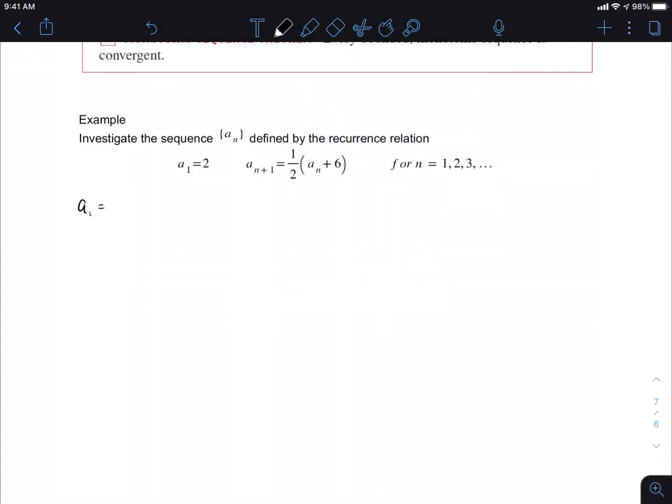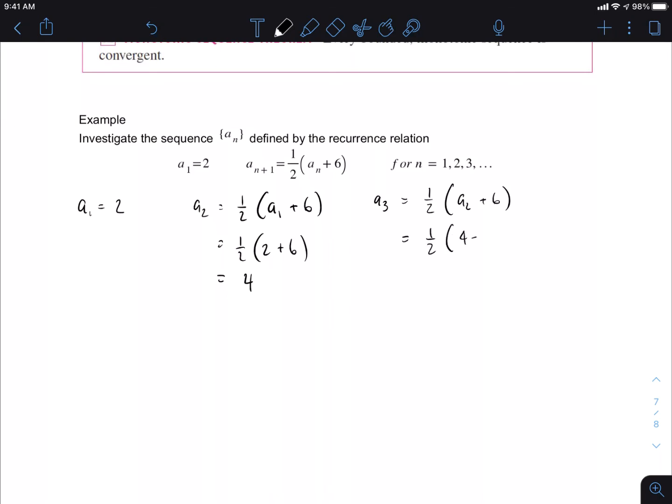If a sub 1 is 2, a sub 2, if we follow the rule, should be 1/2 a sub 1 plus 6. So that's going to give me 1/2 of 2 plus 6, which is 8 in the parentheses. Half of 8 is 4. Then a sub 3 is going to be 1/2 a sub 2 plus 6. So that's going to be 1/2 of 4 plus 6, which should give me 5.